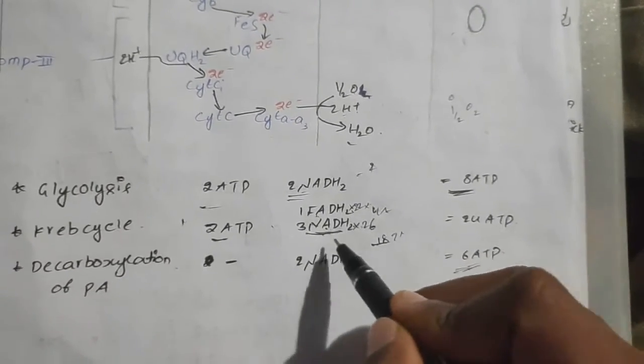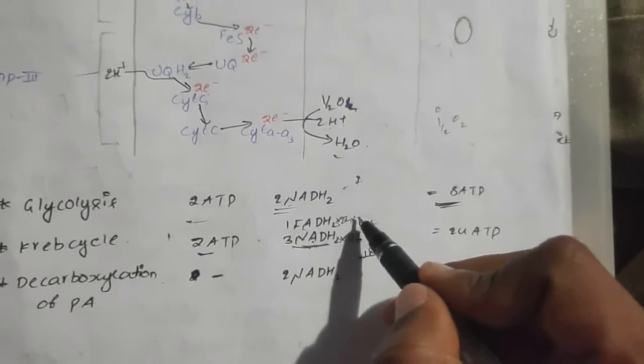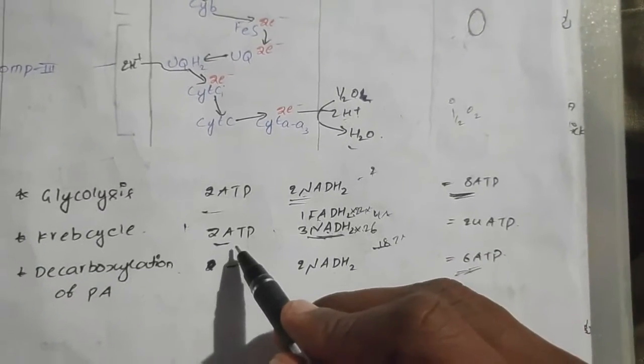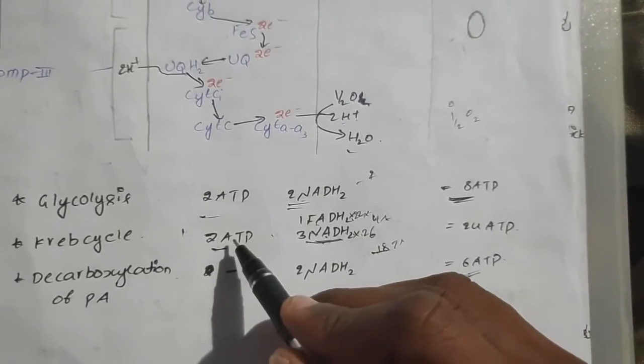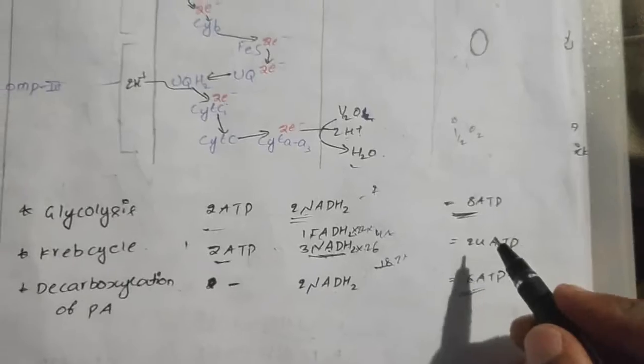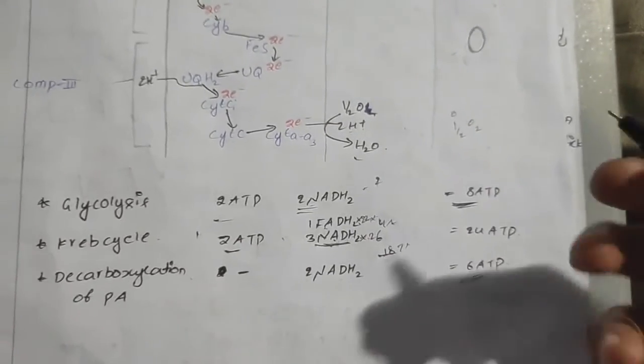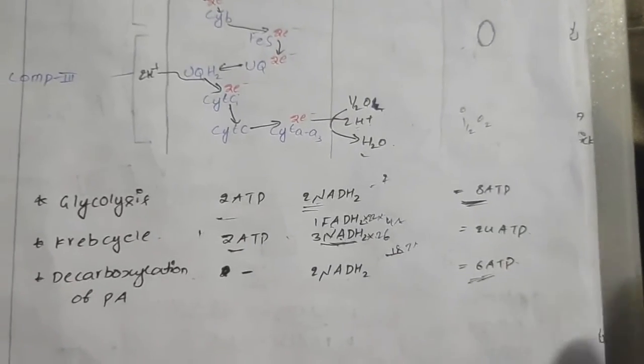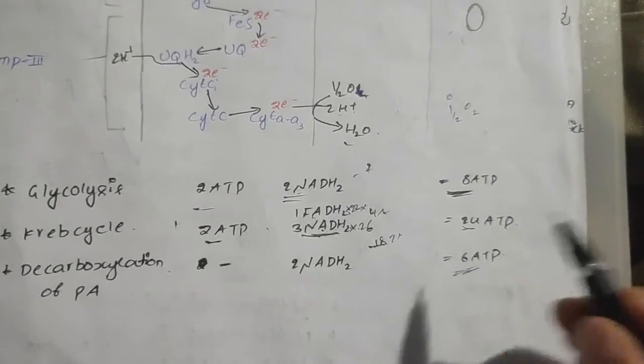Sorry, 18 ATPs from NADH2, 4 ATPs from FADH2, and 2 GTP, therefore 2 ATPs. Totally, after completion of the Krebs cycle, where the Krebs cycle breaks down into NADH2, all this NADH2 breaks into ATP, then we will get 24 molecules of ATP.